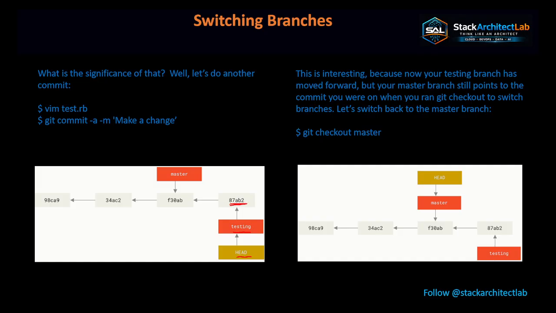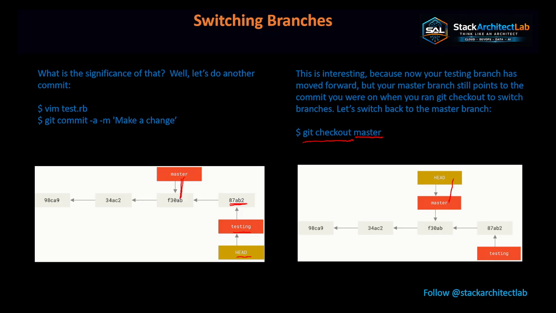different commit number. Okay, so this is interesting because now your testing branch has moved forward, but your master branch still points to the same old commit number. Correct. So if I again switch back to the master using the git checkout master command, then you see again my head is pointing towards the master only. So behind the scenes, this is how it works.